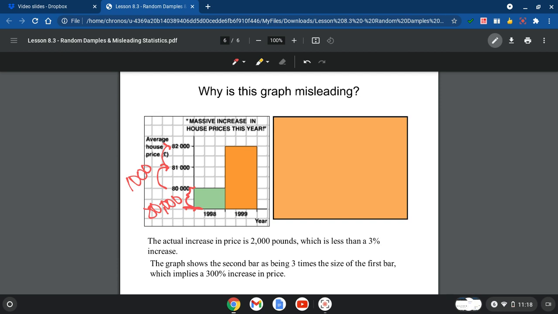In addition, the actual increase in price is £2,000 from 80,000 to 82,000. This is really only 2,000. The graph shows the second bar being 3 times the size of the first bar, which would imply a 300% increase in price, where it was actually only a 3% increase in price.